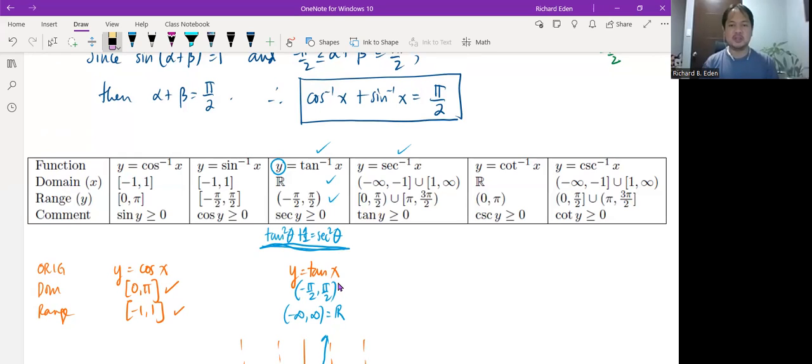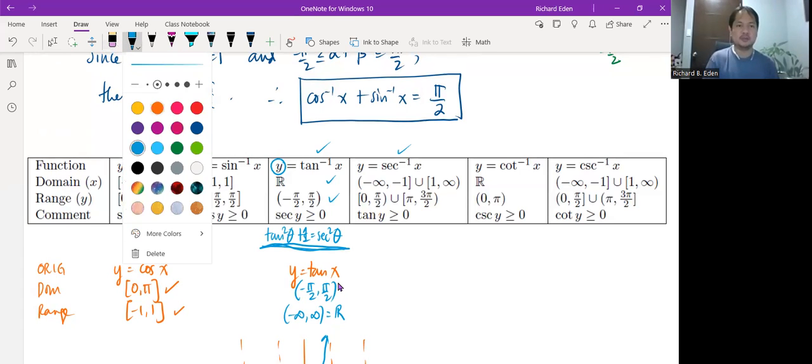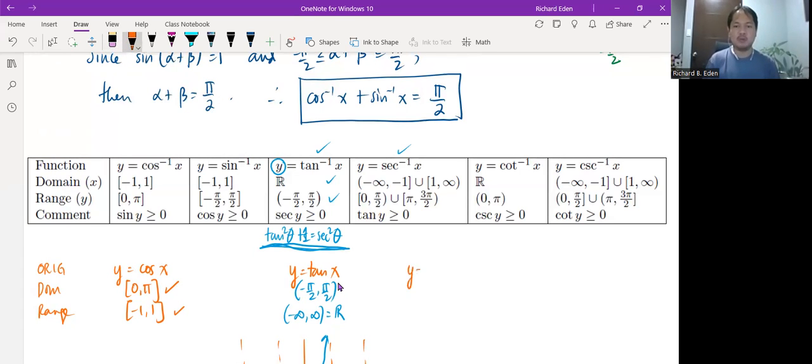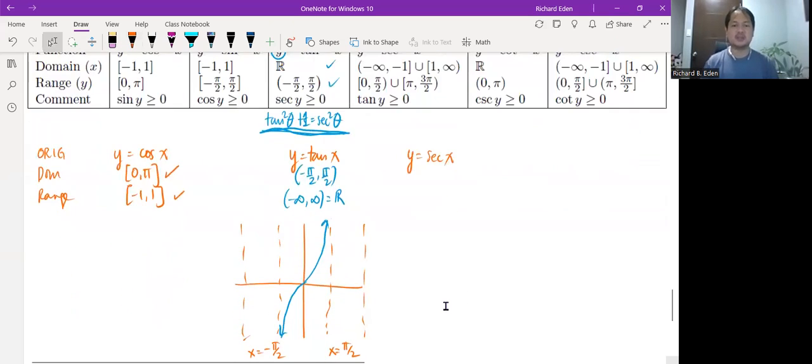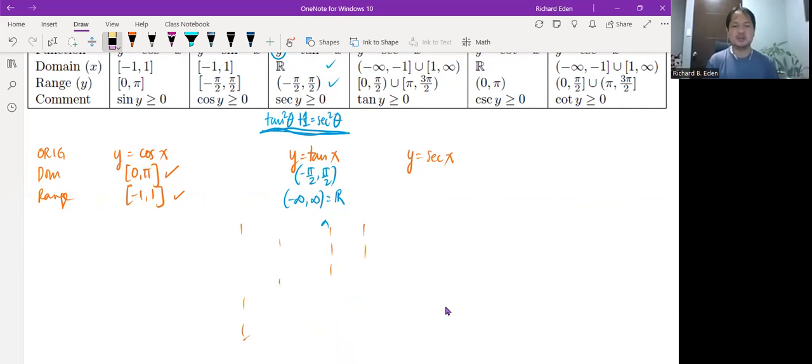Now, here. So for the secant inverse of x, and defining it, okay, so let me use orange. Okay, y equals secant of x. So its graph, how is its graph going to look like anyway? Oops, I erased it. Anyway, all right.